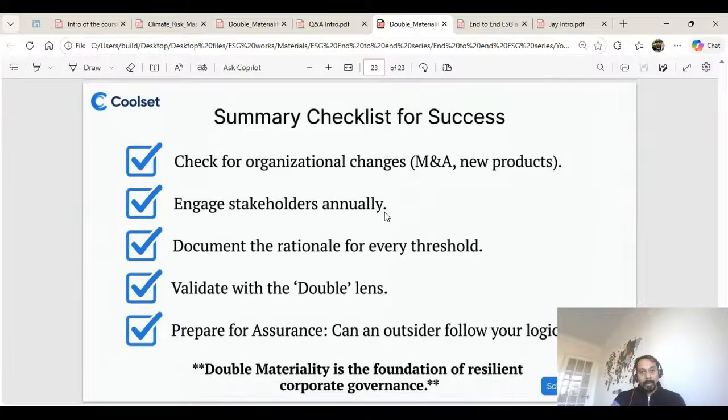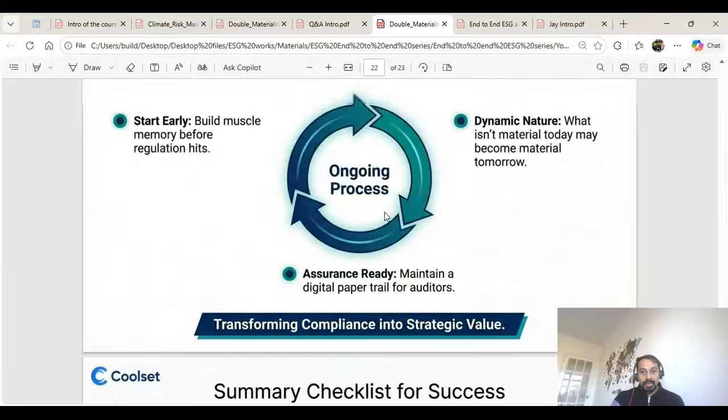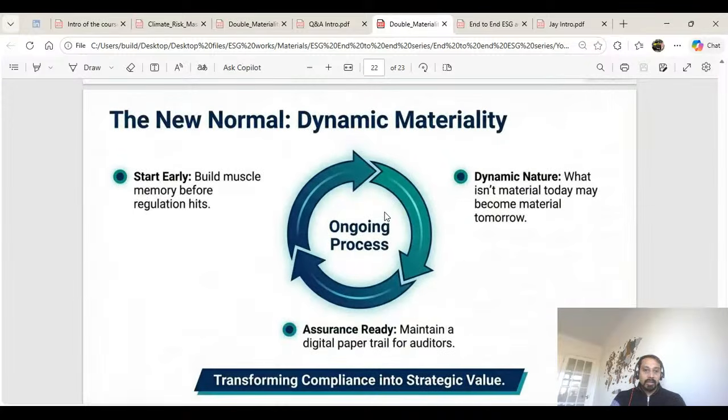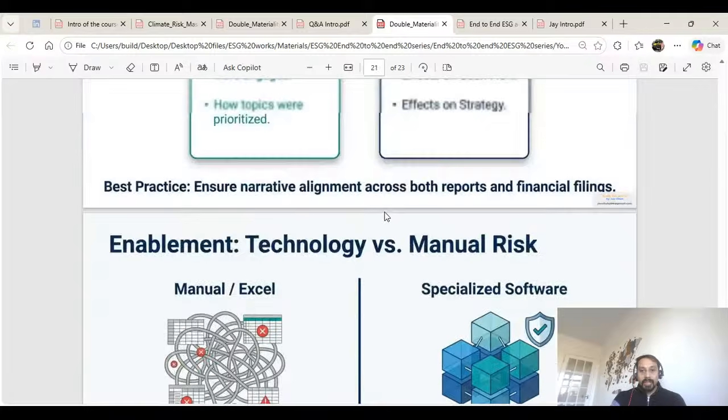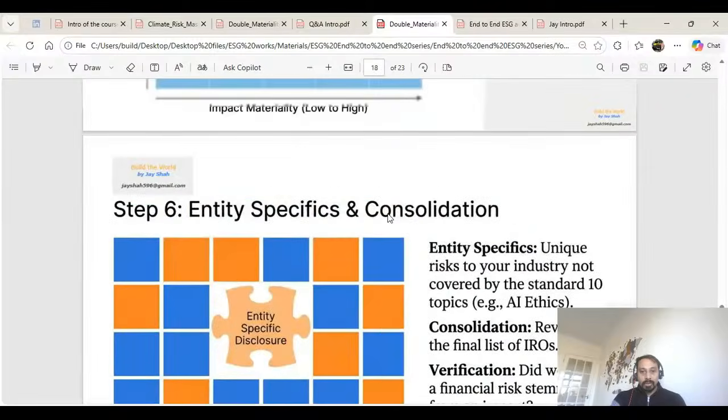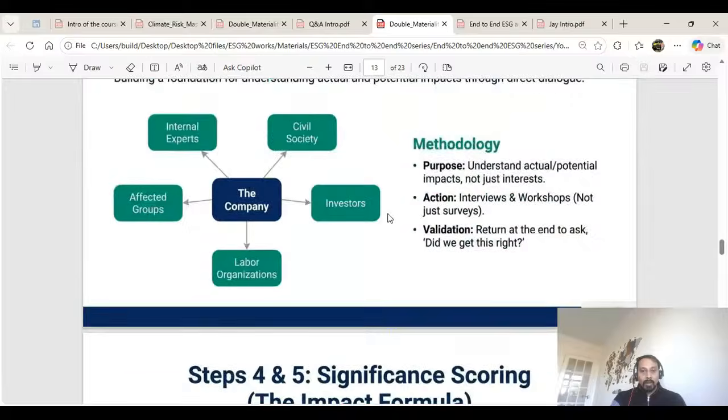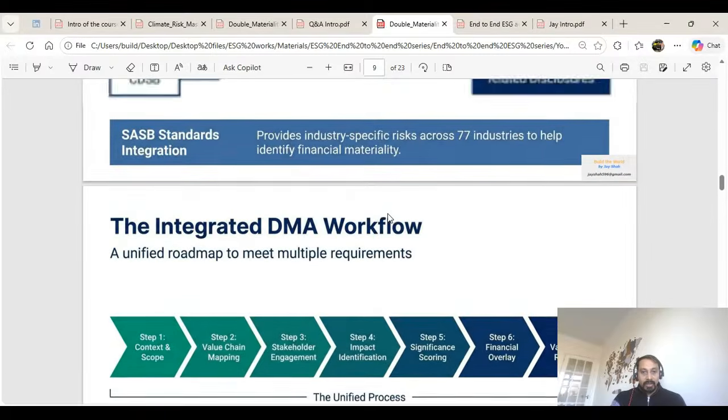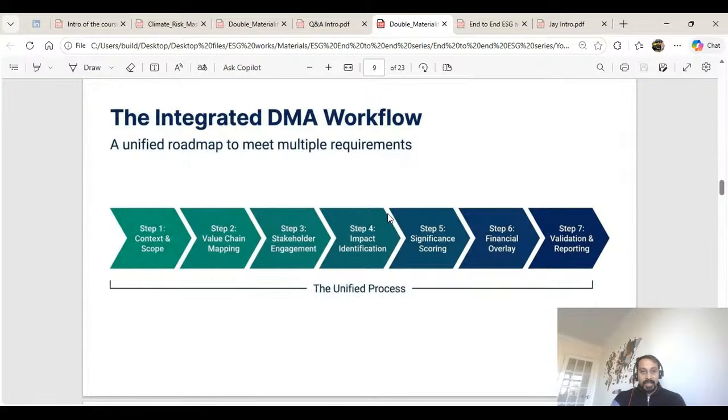And this whole summary checklist for success I have taken from the cool site, which is again one of the tools that are available. So overall, it's very important to understand the 7-step process and all the checklists for each and every step that we have to do for the double materiality assessment, and that is very important to understand for the double materiality process.